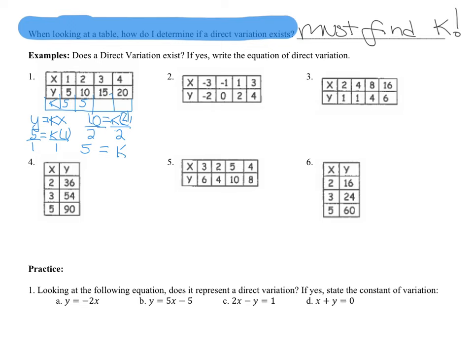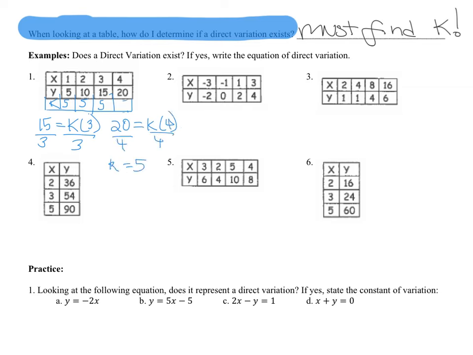I'm running out of room, so I'll erase this, and I'm going to keep going. I'm going to plug in 15 for y and 3 in for x, and then divide by 3 on both sides, and I get 5. And last one, I'm going to plug 20 in for y and 4 in for x. I'm going to divide by 4 on both sides, and k equals 5.